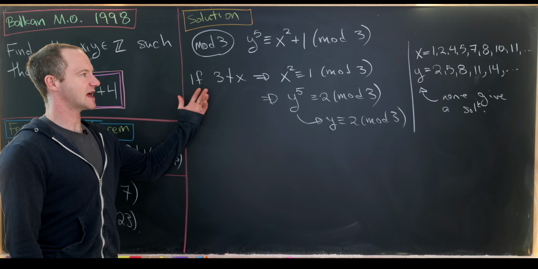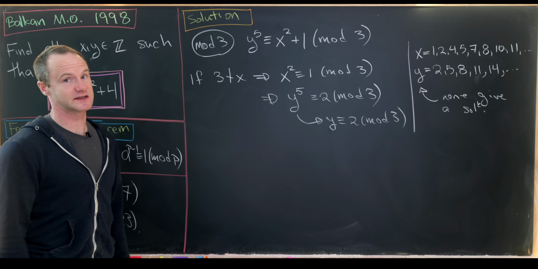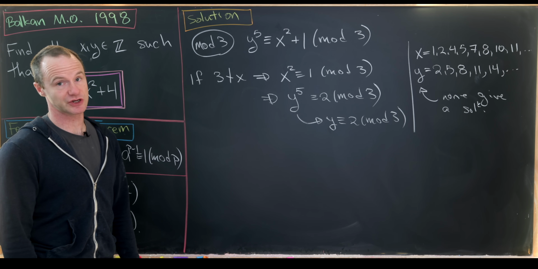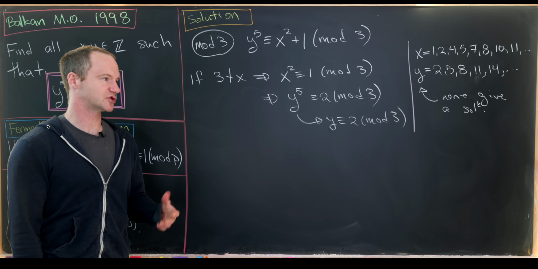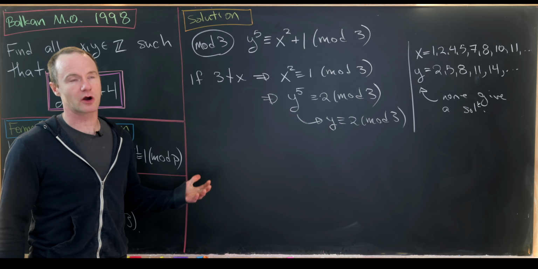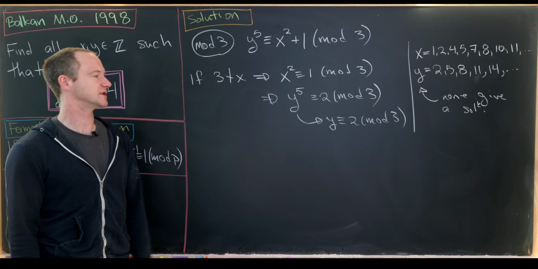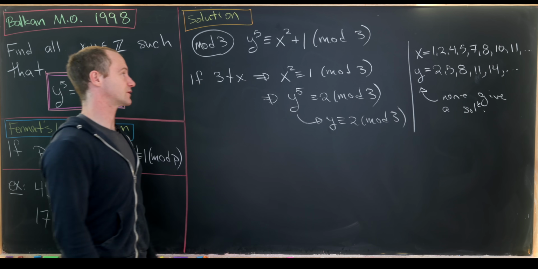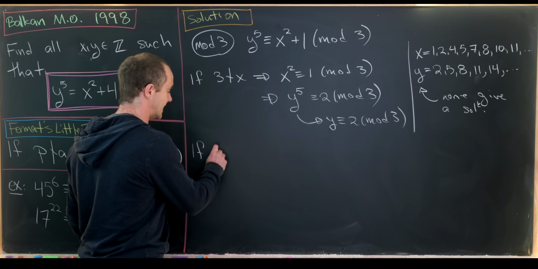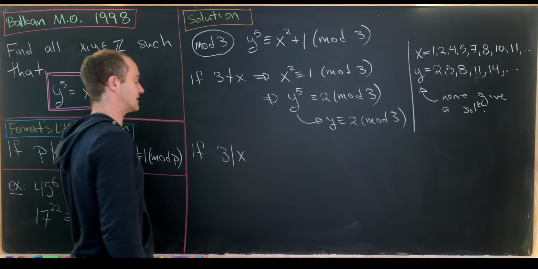So since none of these small examples give a solution, and since this is a math contest problem where if there is a solution, it's probably easy to find, and the hard thing is proving that it's the only solution, then we probably want to move on to the next case where 3 divides x, and see if that gives us anything.